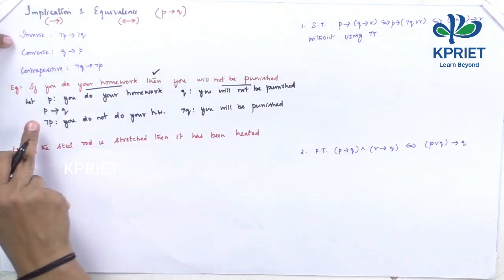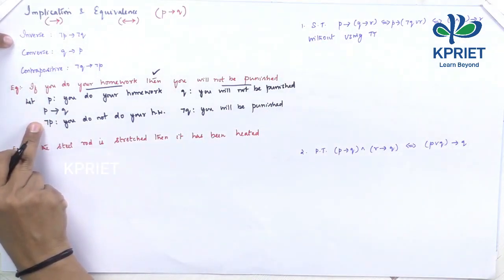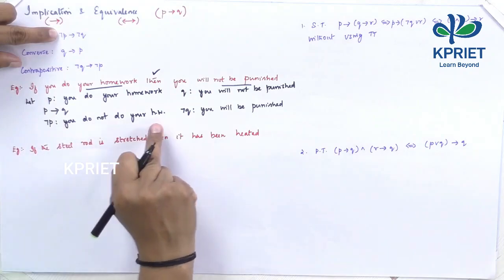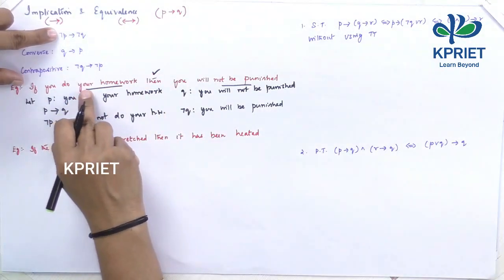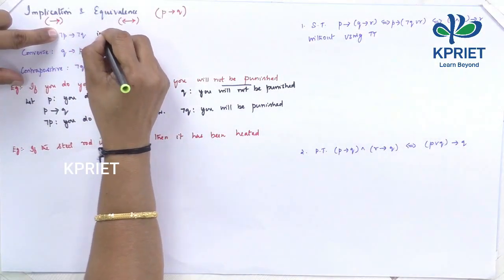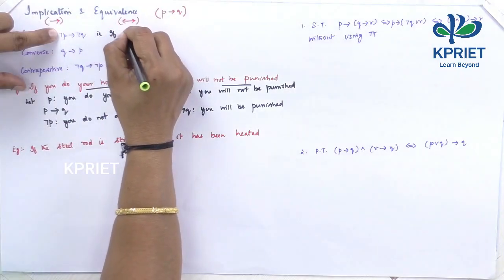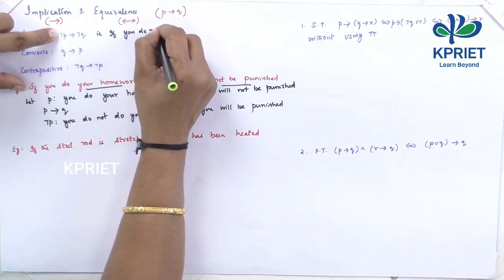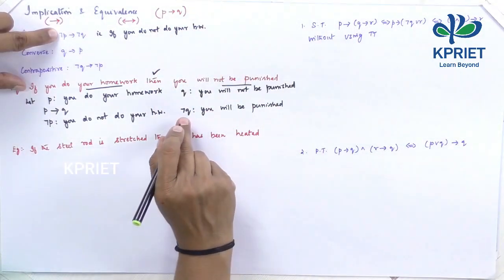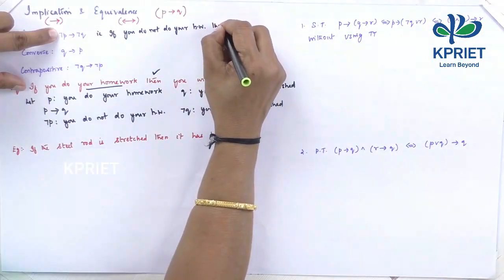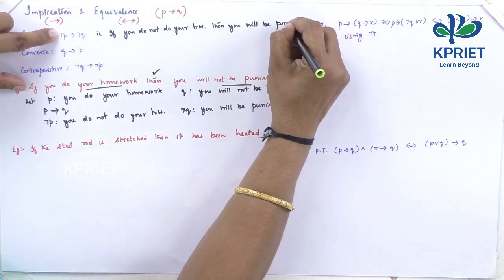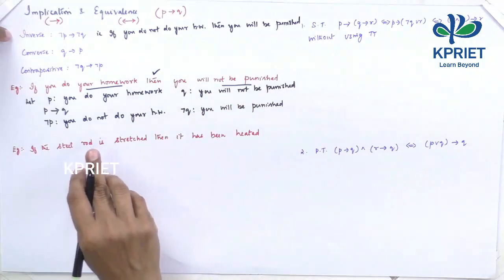So now what is the inverse of this statement? We all know that it is negate P conditional negate Q. Negate P is this, negate Q is this, which means the inverse of the statement is: if you do not do your homework, then you will be punished. So that is the inverse of the statement.